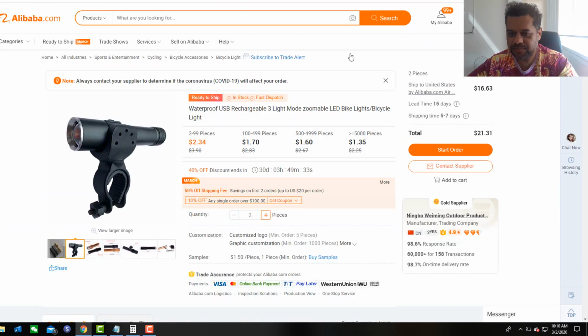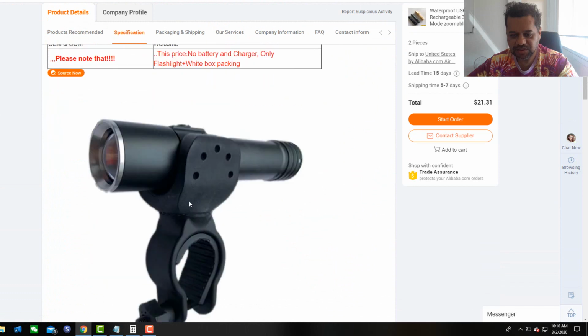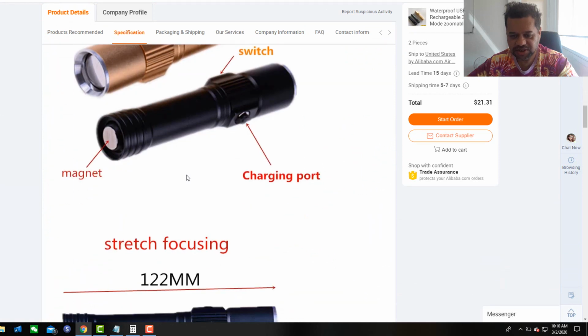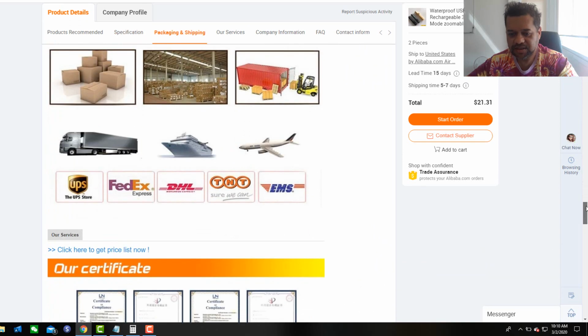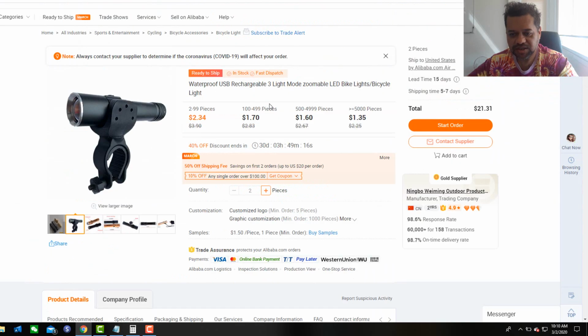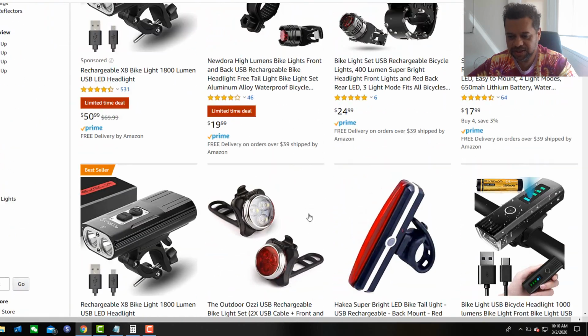So that's one example. Here's another example. It's a 3-mode one. Basically it's a light that is attached to a holder which is attached to your bike, like a torch light. That's another one there, probably $2.34. So yeah, this is not a niche that I would go into.